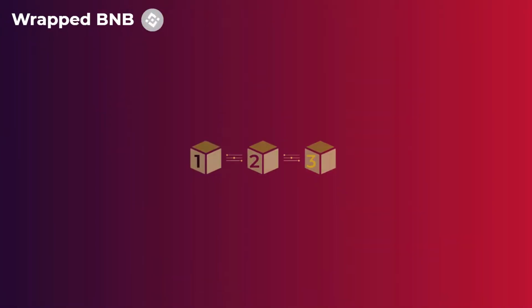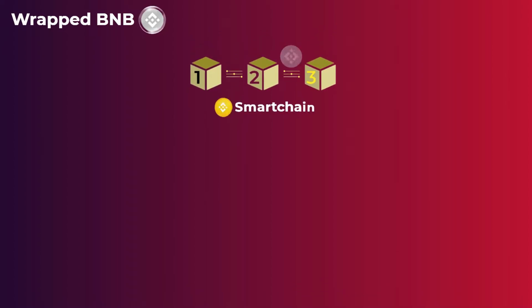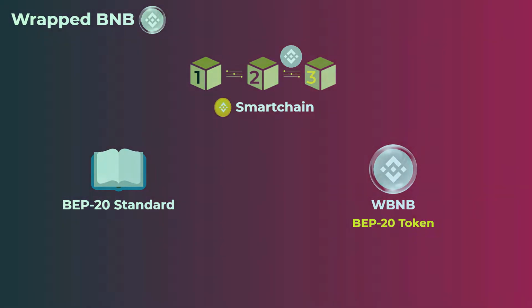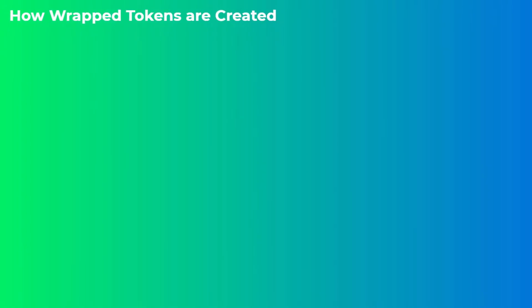The same story happened with the wrapped BNB on the Binance Smart Chain, but here the standard is called the BEP20 standard, and the wrapped BNB is a BEP20 token. Let's now get to how these wrapped tokens are created and who creates them.